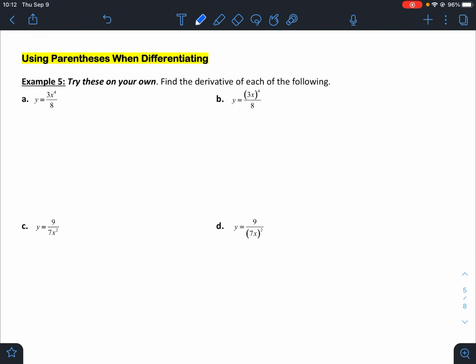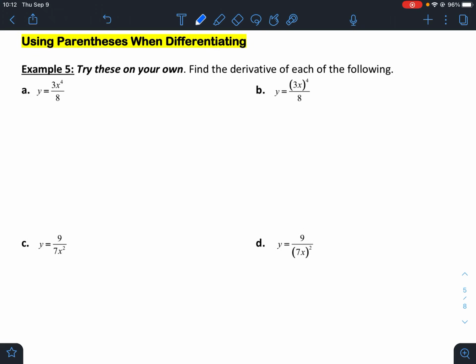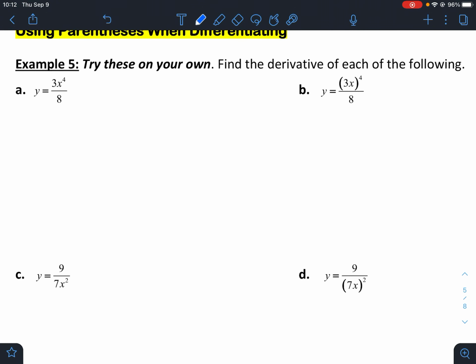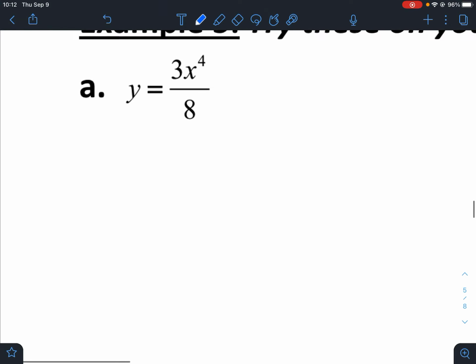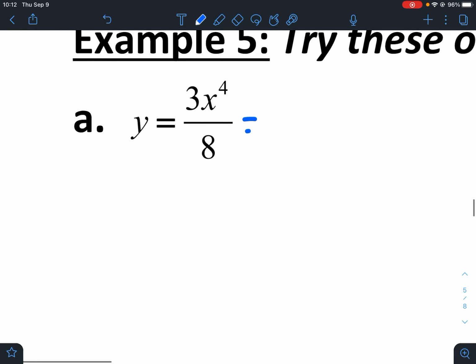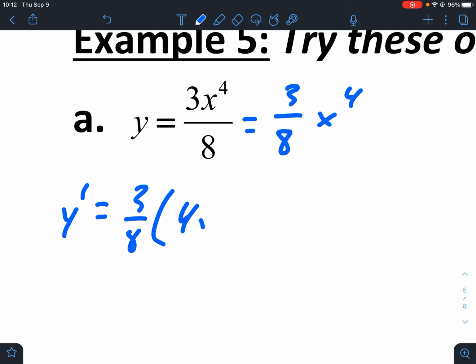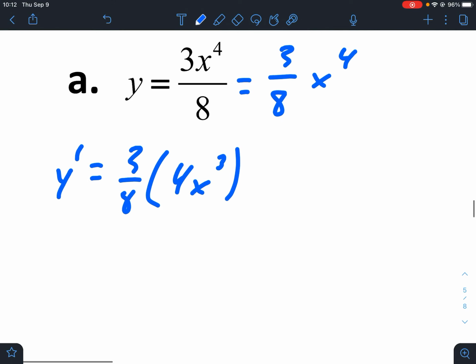All right, so you can see here in A and B, they look very similar except with the parentheses. So let's take a look at A. Again, we can think of this as 3/8 x to the fourth, right? So then y prime would be 3/8 times 4x to the third. And simplifying that, we would get 12/8 or 3/2 x to the third.